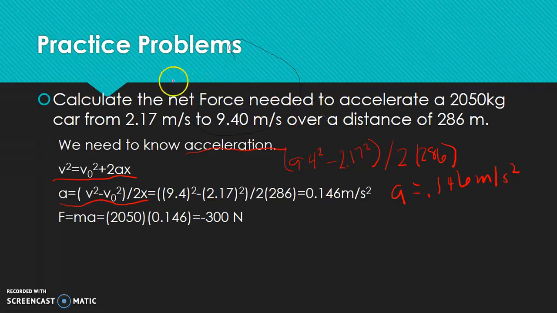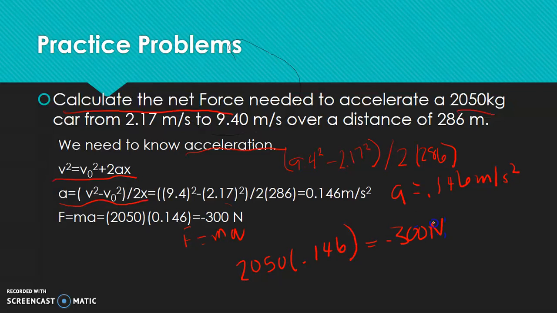Alright, so now since the problem is asking you to calculate the net force, we know that force equals mass times acceleration. We now know acceleration, and we know the mass because it's given to us in the problem. So we just plug in what we know, 2050 times 0.146 from acceleration, and we should get 300 newtons.